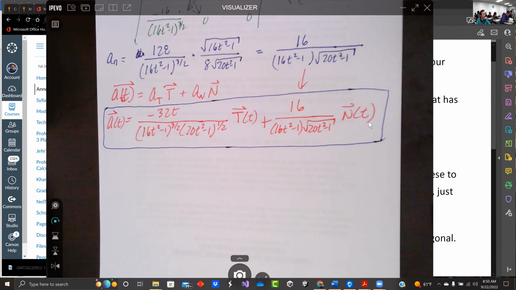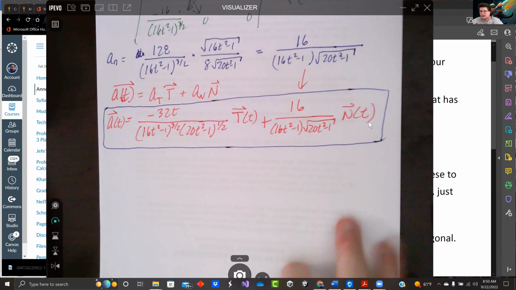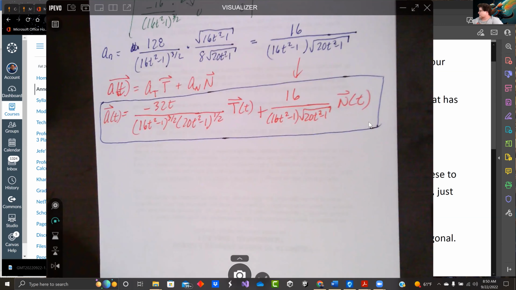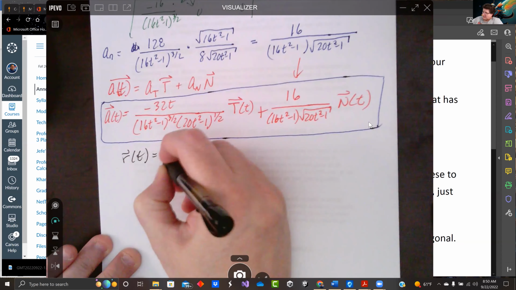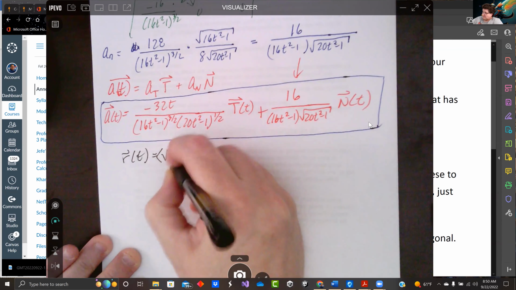I'm thinking of mine. Oh, and then we had the domain. The domain was on this. So the original r of t was... I guess the limit.